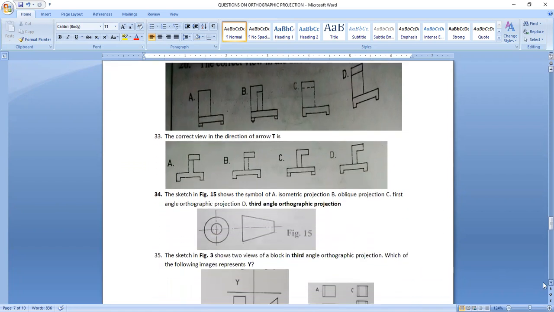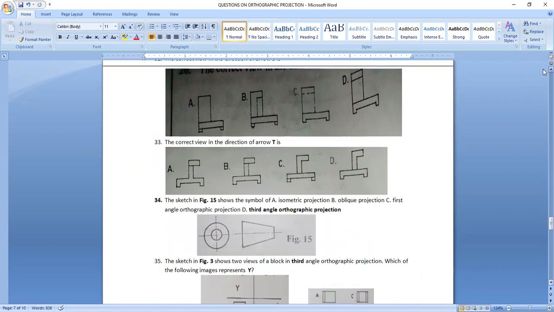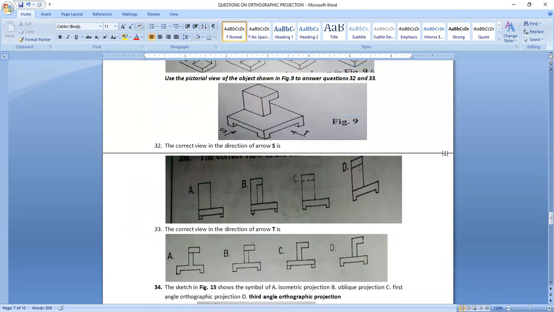Then we move to question 33. We still need that object to choose the right answer in question 33. The question says that the correct view in the direction of arrow T is, now in direction of arrow T, we are looking at the object in this direction, we are going to see this shape here, and we are going to see this L shape here. So what would be our answer here? This is not correct, this is not correct, this is not correct. So option D is the correct answer to the question.